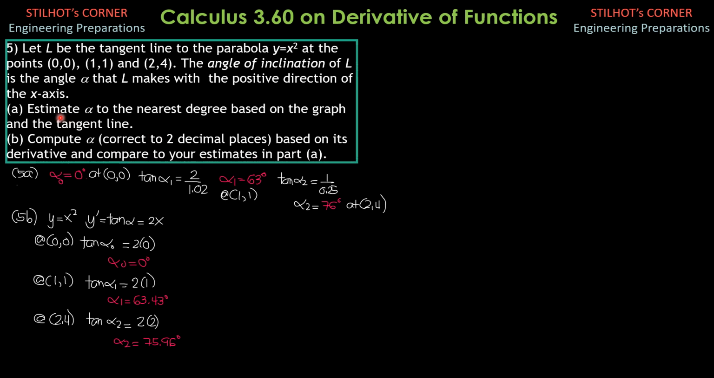So for this 5A here, you're supposed to draw the tangent approximately, then you may fit a protractor and read the angle to the nearest degree. But I will not do that. I'll just determine approximately the rise and the run. Then tangent of alpha is rise over run, so that we can estimate to the nearest degree alpha.